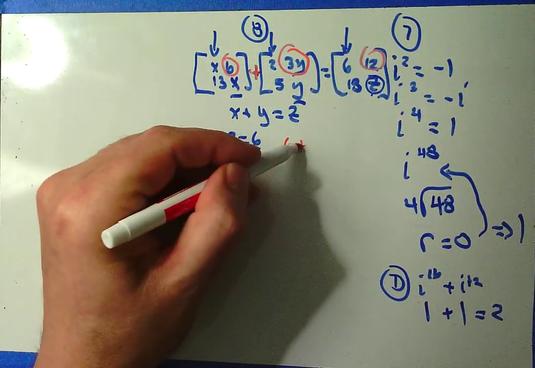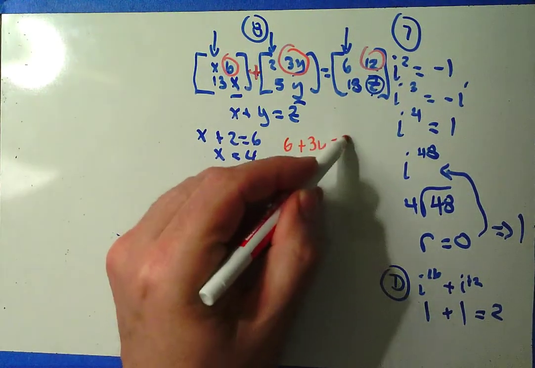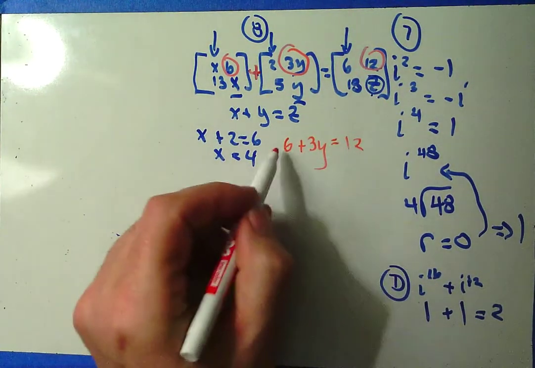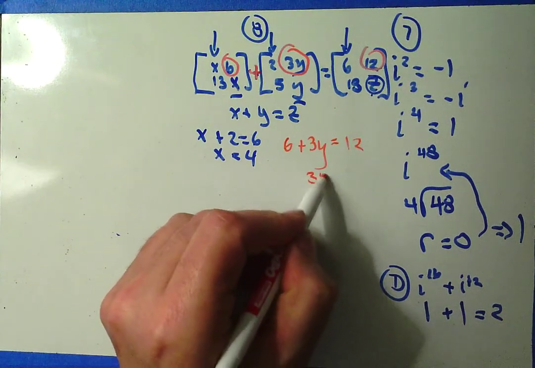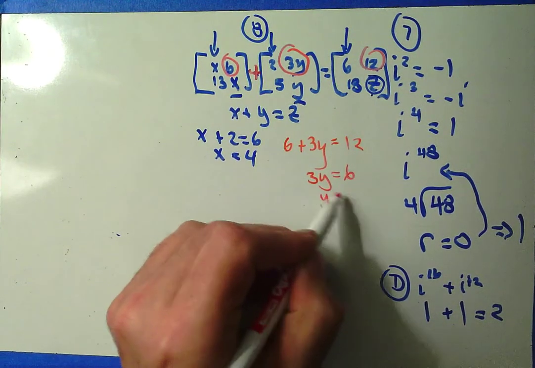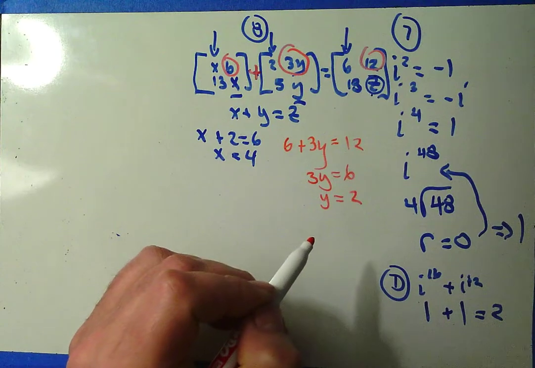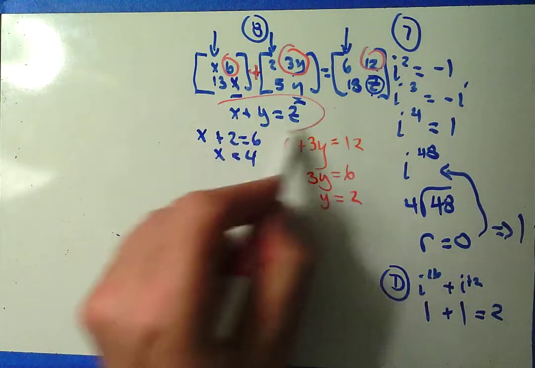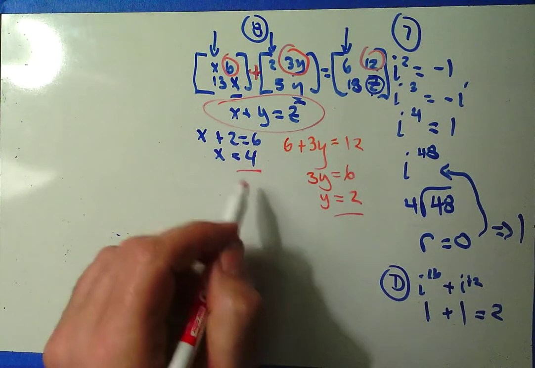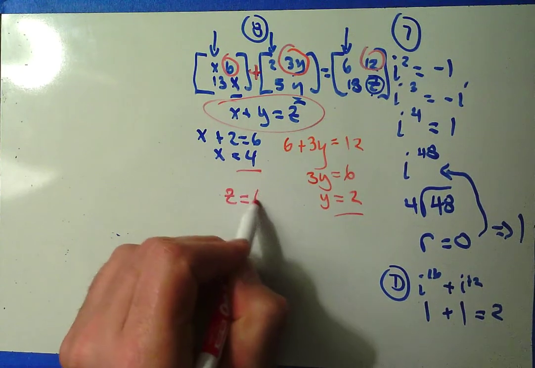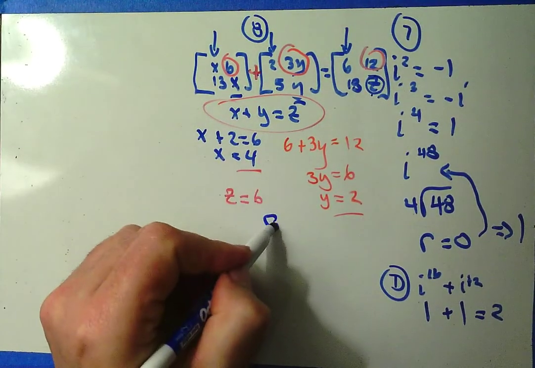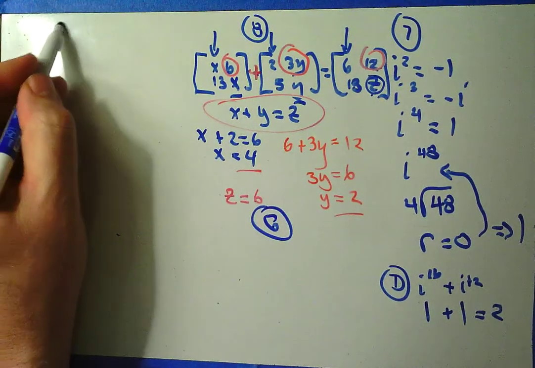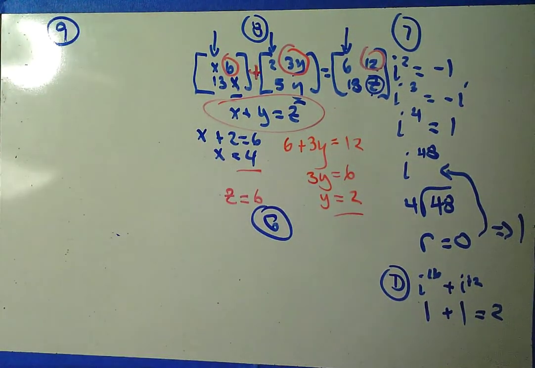So I get 6 plus 3y equals 12. When I solve this equation, I'll start by subtracting 6 from both sides, and I'll get 3y equals 6, or y equals 2. So remember, z was equal to x plus y. So z equals 6, and that's why my answer here is G. G for number 8. Number 9.